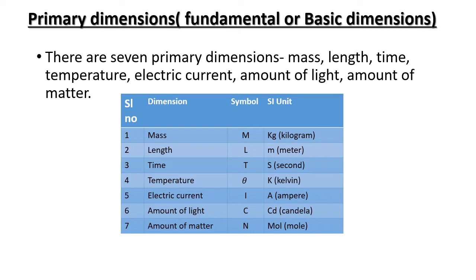So for any quantity, we have some unit. For example, take the unit of velocity, it's meters per second. So meter, what is its dimension? Its dimension is length, so I can symbolize meter as L per second. So what is the dimension of second? It is time T. So I can write the dimension of velocity as L by T.